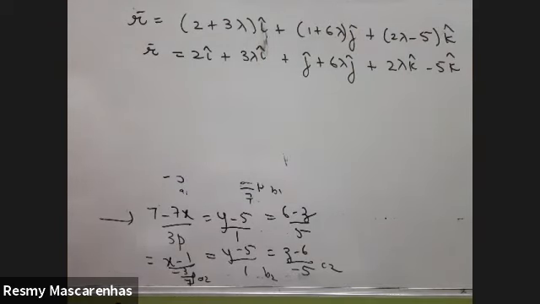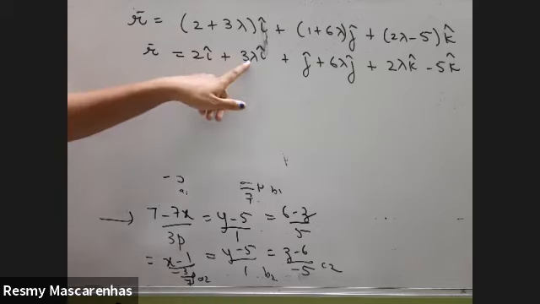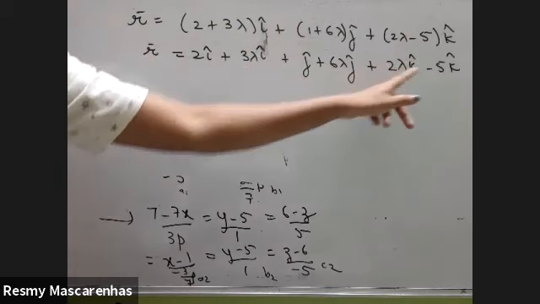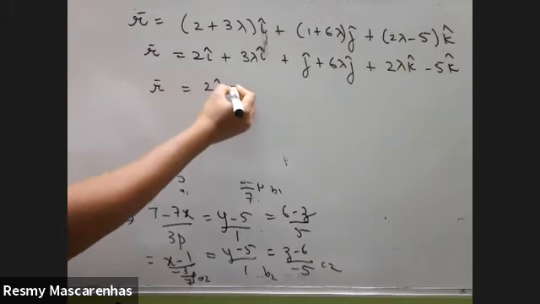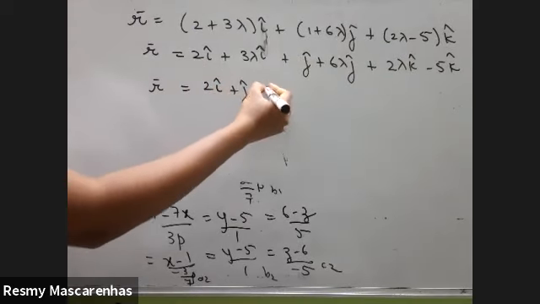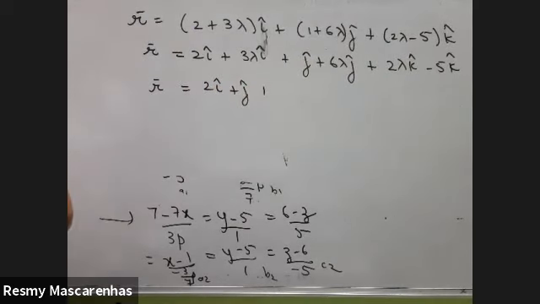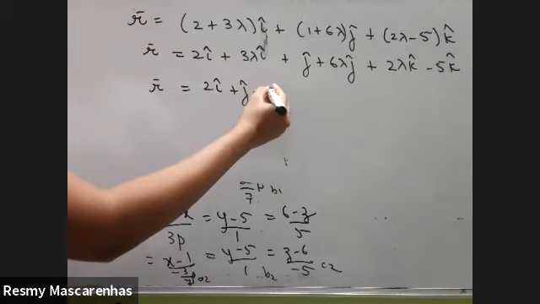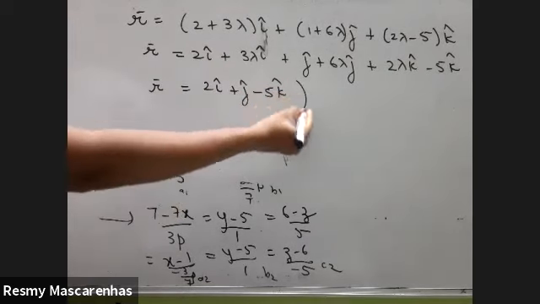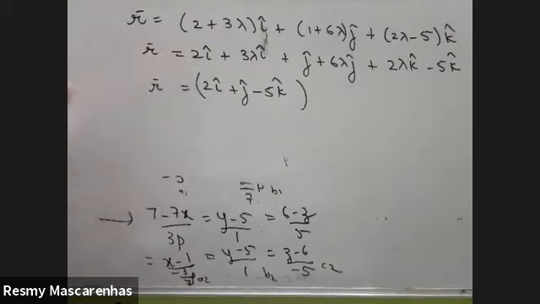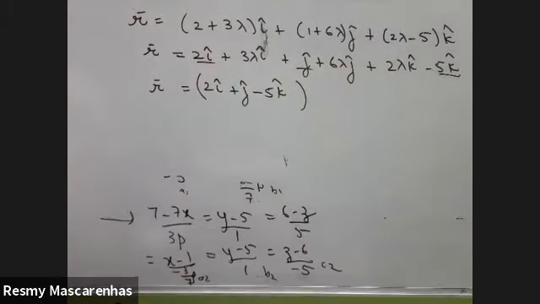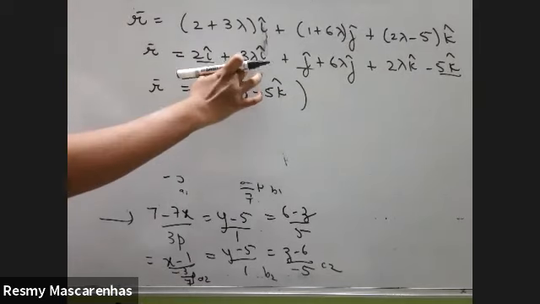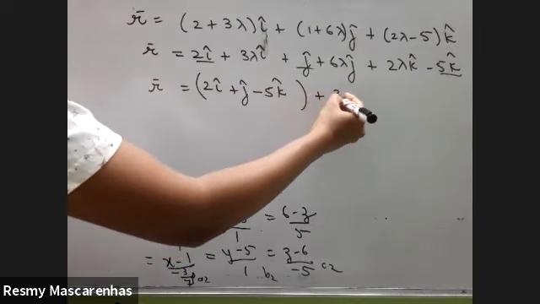Now bring those terms together which do not have lambda with them. So lambda terms you take one side and pure terms you bring one side. This is 2I cap, J cap, and minus 5K. I brought these terms together. Why? Because they do not have lambda with them. So that's the point one. And lambda ones, take it on the other side.